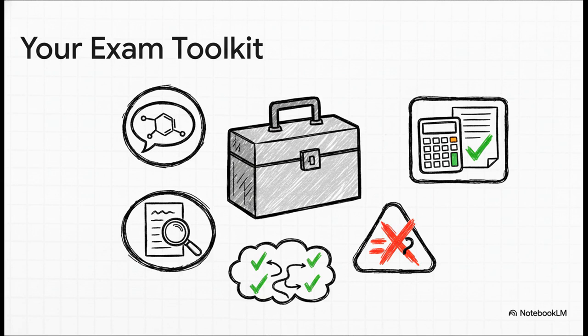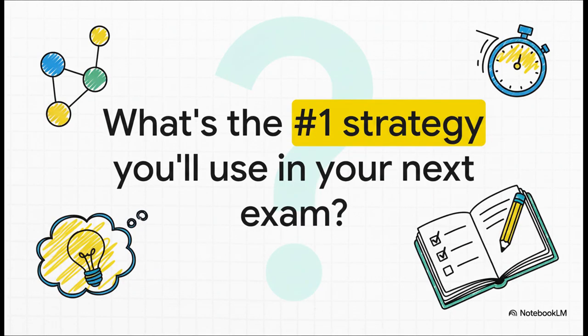3, hunt for the keywords in the question so you know exactly what they're asking for. 4, remember that there's often more than one right answer. And 5, know the common mistakes, those do not accept traps, so you can sidestep them completely. And there you have it. That's how you can systematically break down a question to get every possible mark.